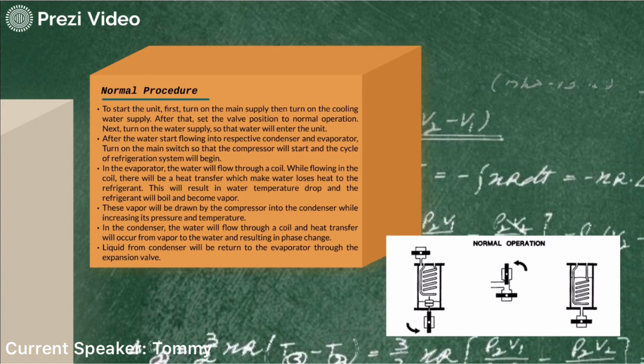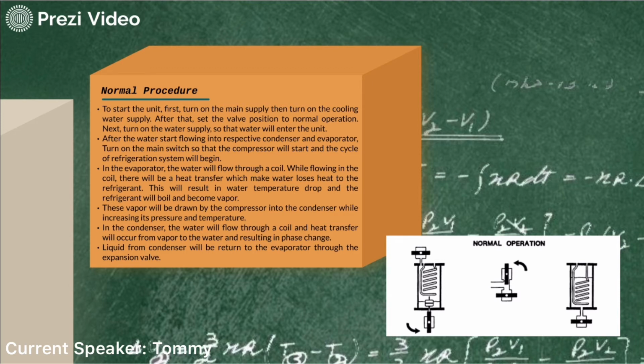Next, turn on the water supply so that water will enter the unit through the inlet. Thus, the water supply will be separated into two flows. The first flow will enter the condenser, and the rest will be directed to the evaporator. The flow speed can be adjusted using the control valve in the flow meter. After the water starts flowing into the respective condenser and evaporator, turn on the main switch so that the compressor will start and the cycle of refrigeration will begin.